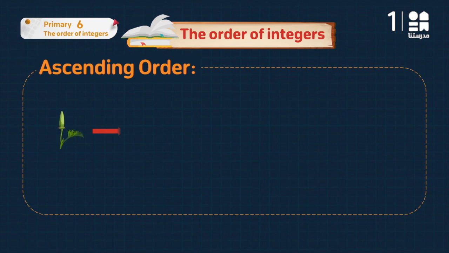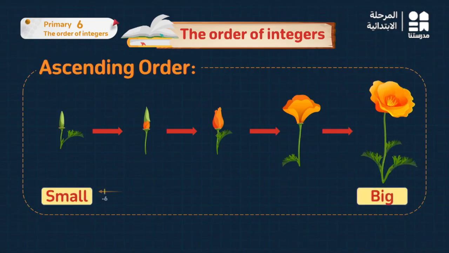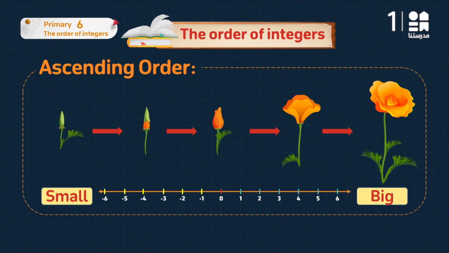First of all, we have to know that ascending order means that I'm putting my numbers or my integers from the small to the big number, from the small integer to the greatest integer. I show it here like the growing of a flower. First it is a seed, then the flower gets bigger step by step until I have a completely open flower. So ascending means from a small integer to a big integer.